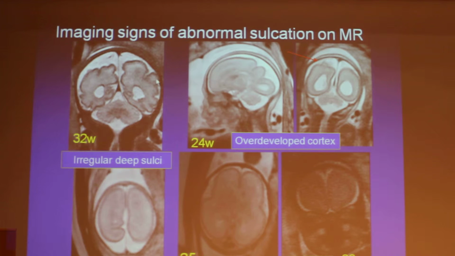But you can see here that there are irregular deep sulci. You see that the cortex is abnormal all over. And this is at 32 weeks. Look at this abnormality at 24 weeks of age. Even though we all try to say that we shouldn't diagnose cortical malformations at such an early age, you can see by the asymmetry that there's abnormal malformation of the cortex, and this indeed was shown to be a malformative brain.